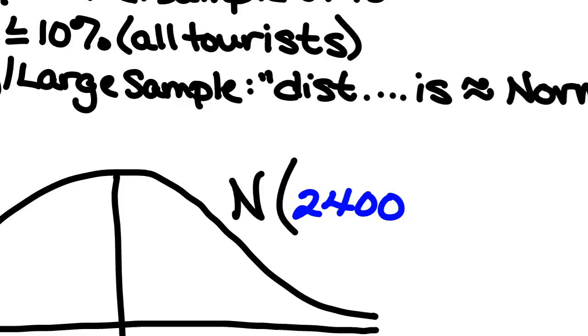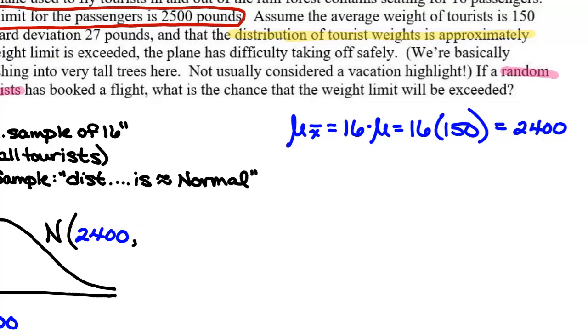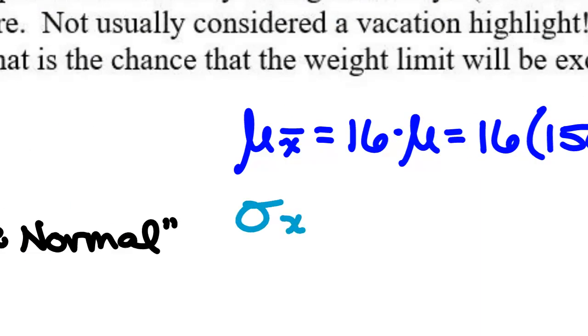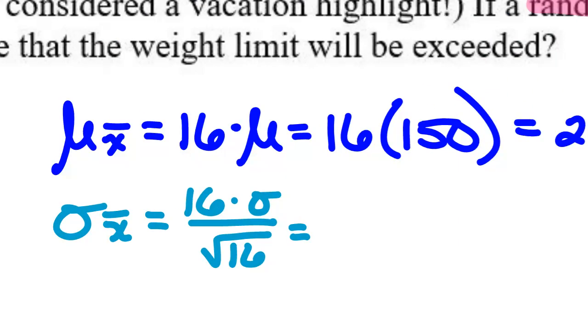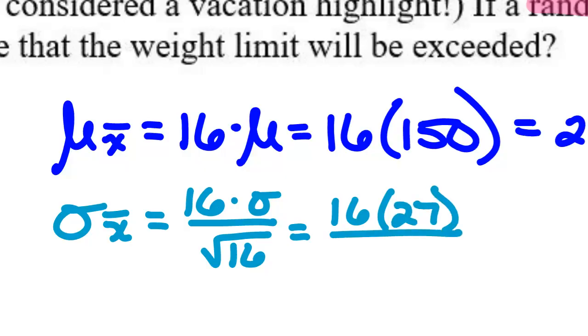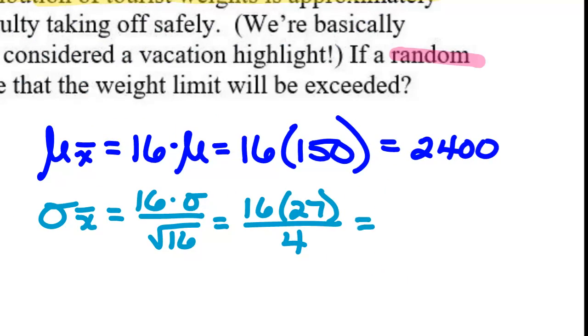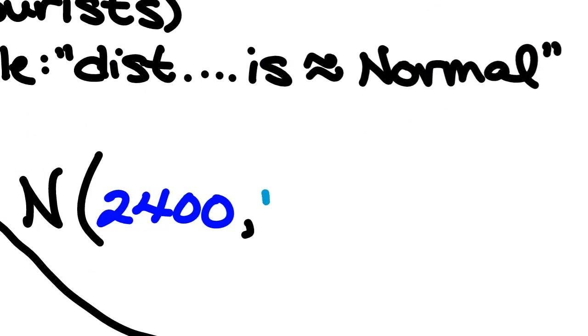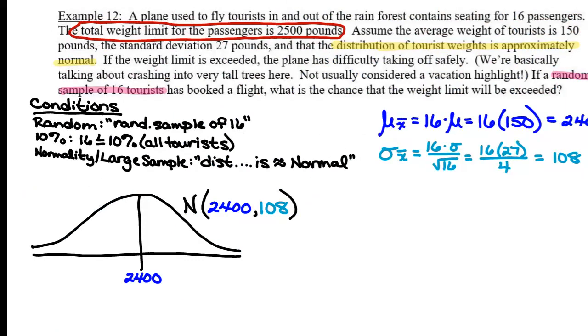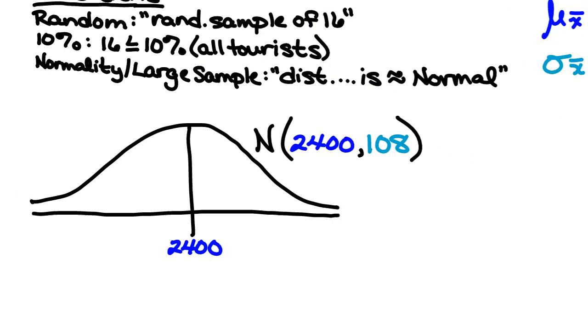Then we need the standard deviation. How are we going to calculate the standard deviation of the sampling distribution? Yes, 16 times the standard deviation divided by the square root of 16. So I would have 16 times, what was that, 27, over 4. This comes out to be what? 108. All right. So there's my graph with the correct standard deviation and mean on it.